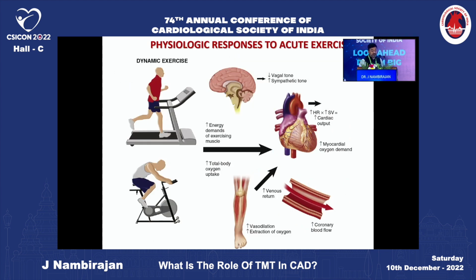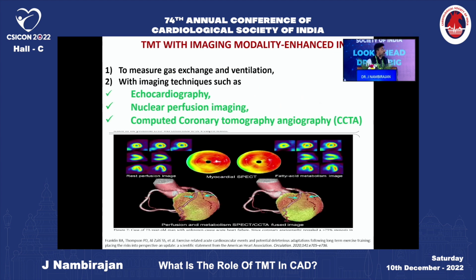So these are some of the physiological responses to acute exercise: it decreases the vagal tone and increases the sympathetic tone, thereby increasing the myocardial oxygen demand, and it increases the coronary blood flow. So when the TMT is associated with imaging modalities like echocardiography, perfusion imaging and CCTA, it enhances the information to diagnose coronary artery disease.